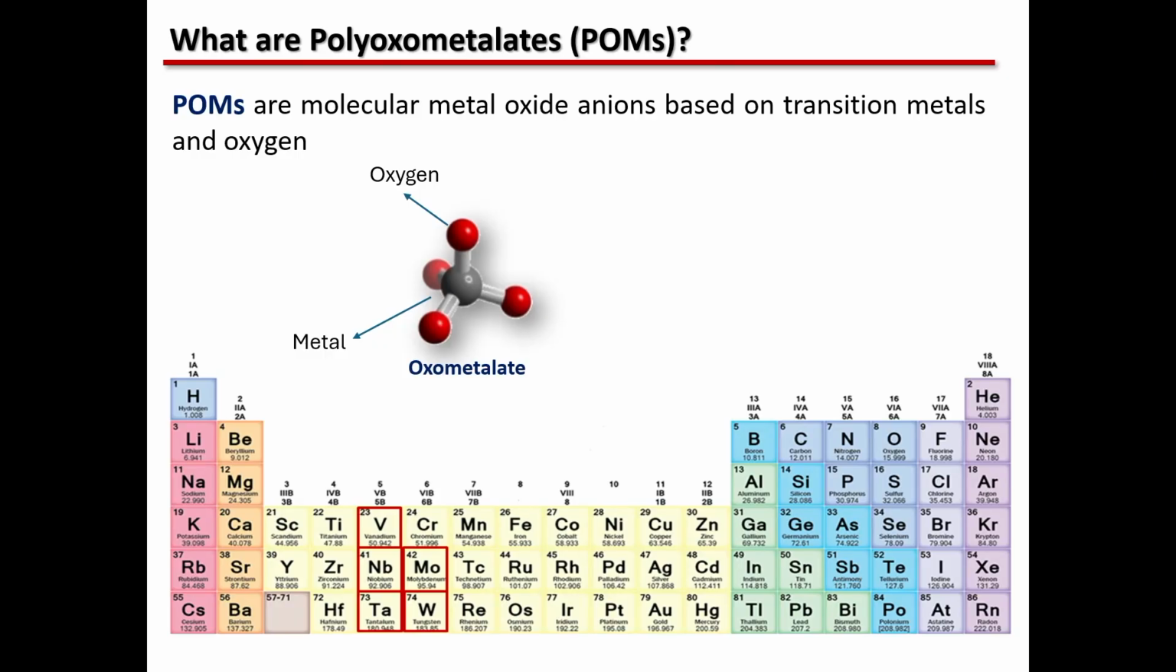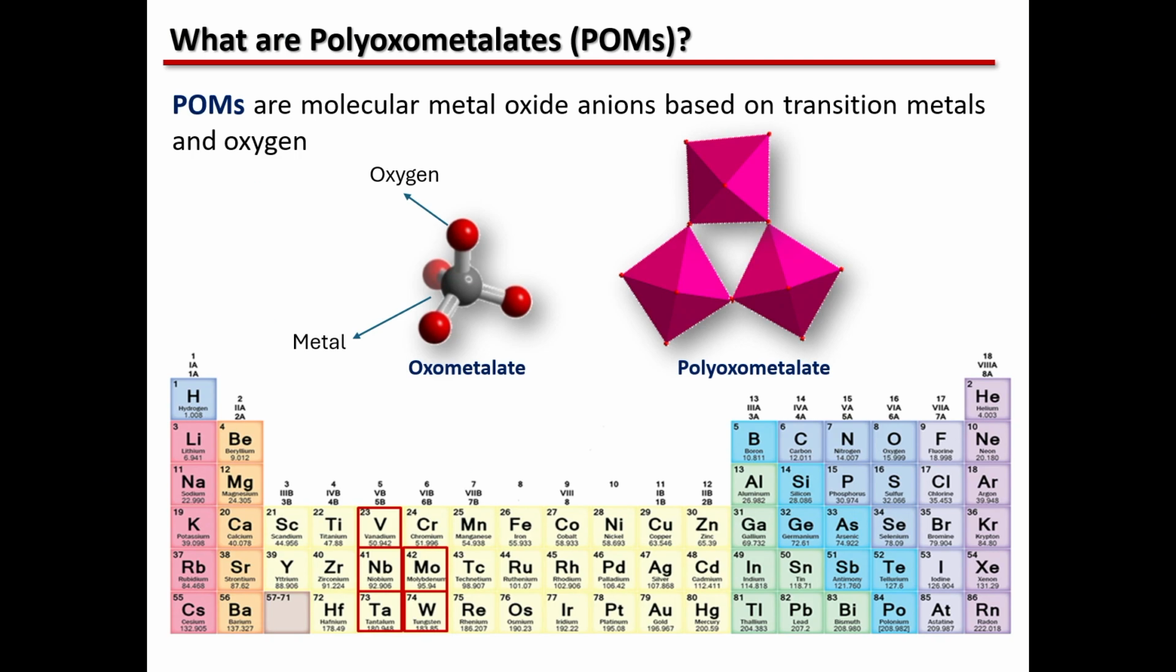What I have shown here is that the gray one is the basic construction unit of forming a polyoxometalate. The gray one is the metal and the red ones are the oxygen. We can also present it as a polyhedra. So it is a basic construction unit. When these oxometalates join together, they form polyoxometalates. We'll see further that these oxometalates can combine together in different fashions and can form different structures.